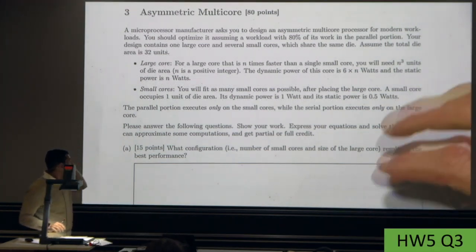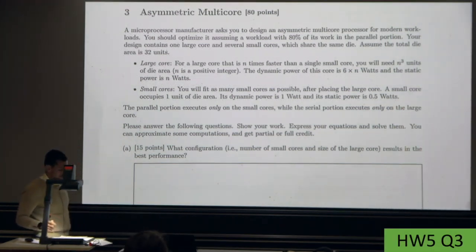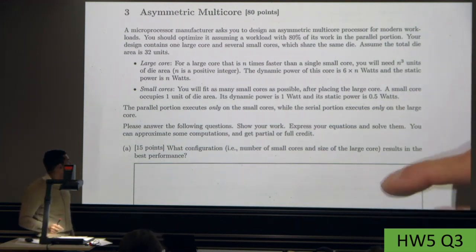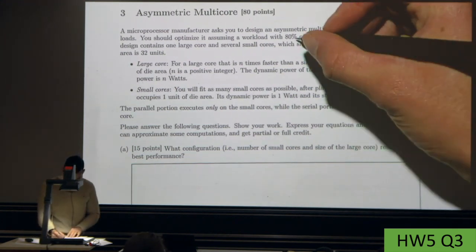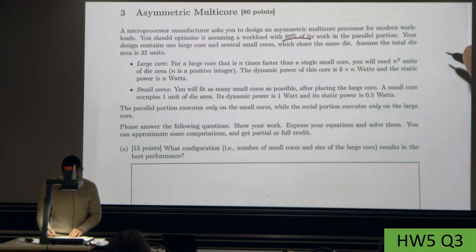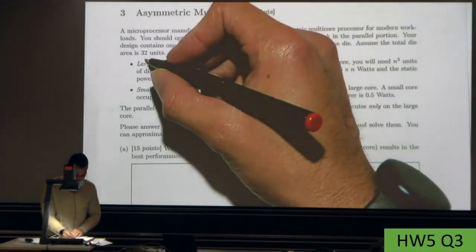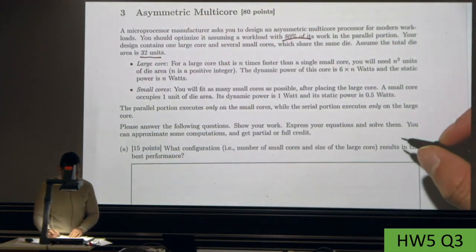So this question here is about asymmetric multicore. So I'm going to read the question first. A microprocessor manufacturer asks you to design a symmetric multicore processor for modern workloads. We should optimize it assuming that the workload has 80% of its work in a parallel portion. This is going to be important. Your design contains one large core and several small cores which share the same design. Assume that the total area that you have to place those cores is 32 units of area.